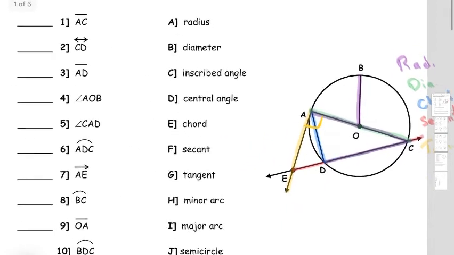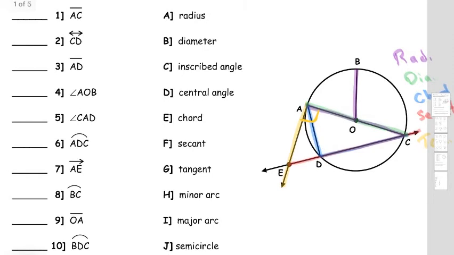So looking at number one, it says AC. A to C is going to be the diameter, so that's B. We use that. And it says line CD. Line CD, we said, represents a secant line. So F. And that's that. Number three, it says segment AD. Segment AD, we said, represents a chord. So E.